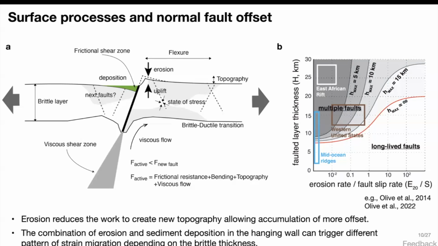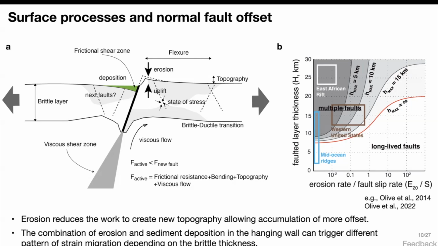It's basically what we would expect, for example, in the Western United States, in the Basin and Range, where the whole rift system is, as I said in the first slide, in an anomalous case where it's in subaerial condition. Some of these faults have quite a high erosion rate, and that might explain the longer offset observed on this system. And the second important thing is that if the force you need to slip on this fault becomes too important compared to the creation of a new fault, which could be in the footwall or in the hanging wall, then erosion and deposition might trigger a different pattern of strain migration depending on the brittle thickness.